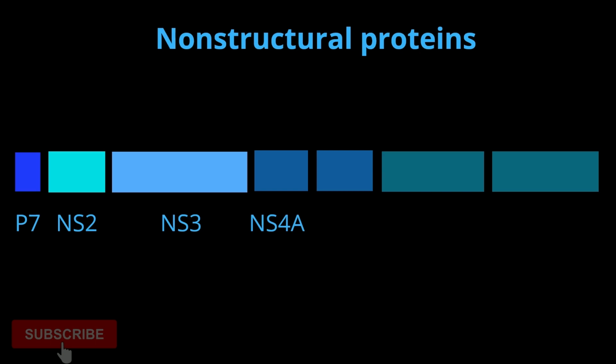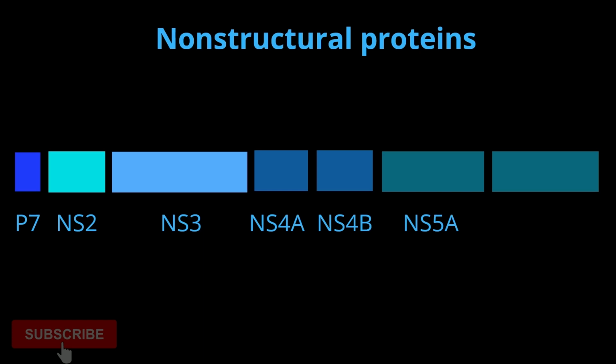Then we have non-structural protein 4A. Now this acts as a cofactor for non-structural protein 3, and helps in its activity. So both NS3 and NS4A are very important for one another, and we will see that there are drugs which target both of them at the same time. And then finally we've got non-structural protein 4B, which has different functions important for viral replication.